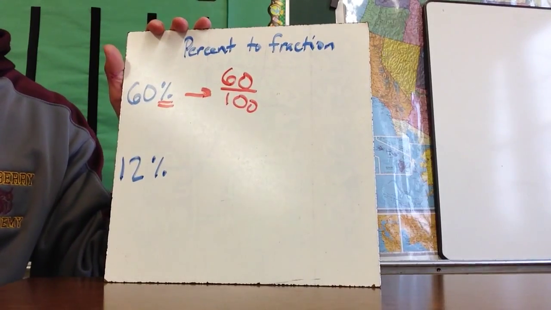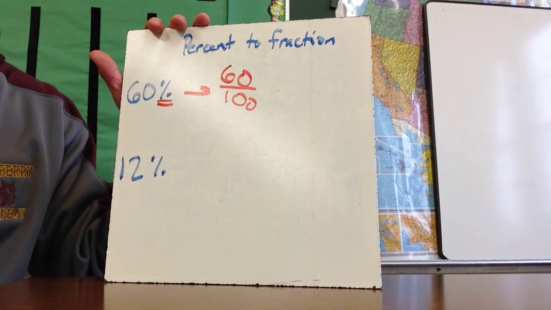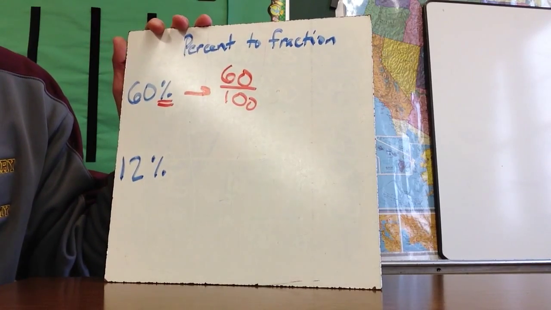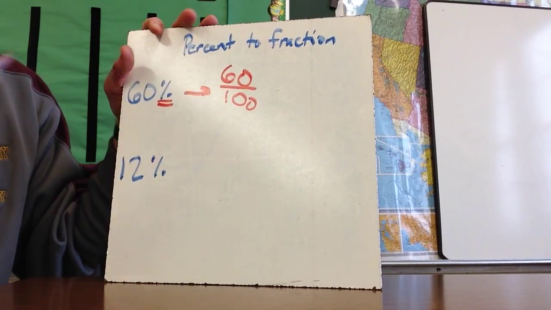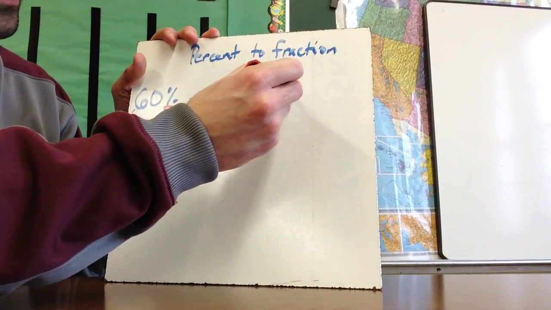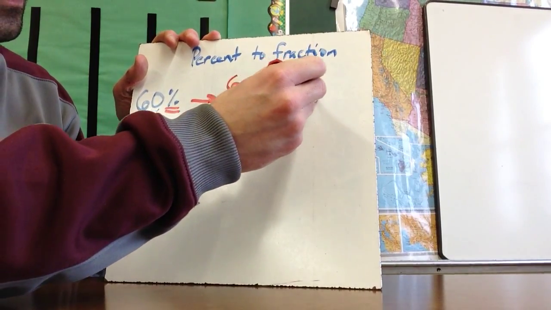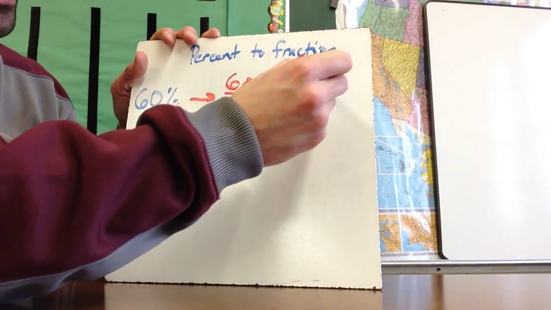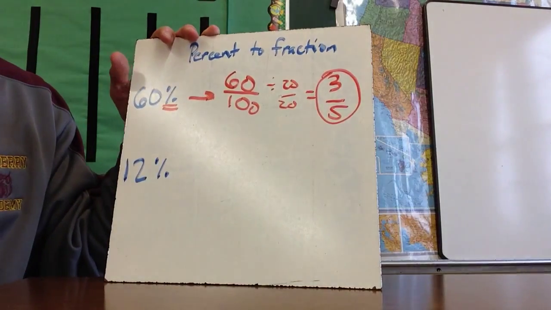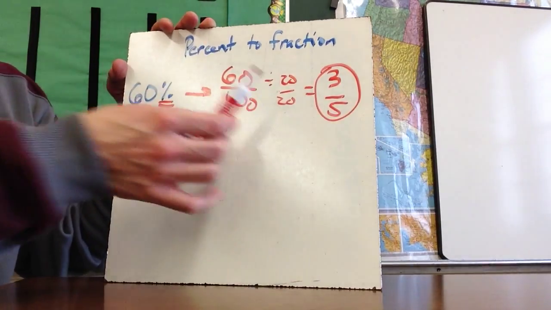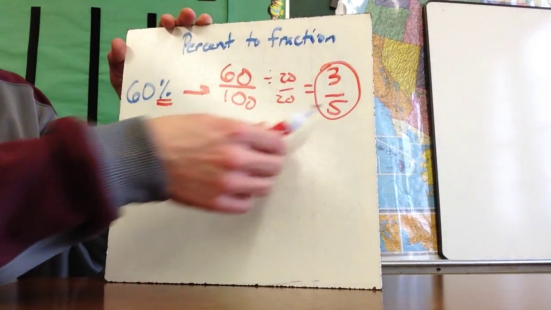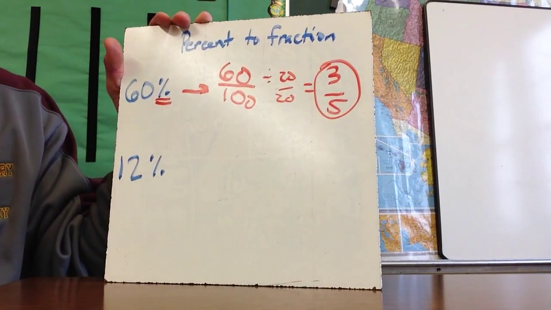Now I need to reduce that into simplest form. Some people can see what you would divide this by. For other people, it's not quite as easy, but if I divide 20 over 20, I end up with 3 over 5. So I'm just going to keep reducing. Maybe you don't see that, you divide by 5, or by 4, or by 2, and you just keep going until you get yourself down to 3 over 5.